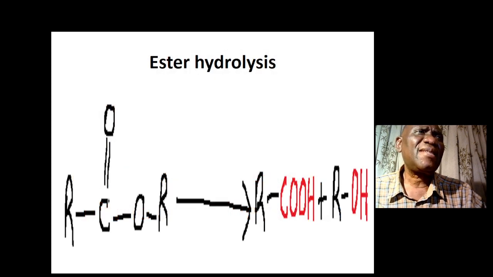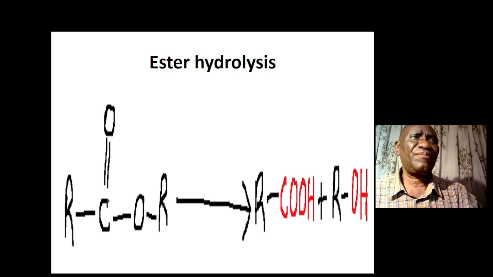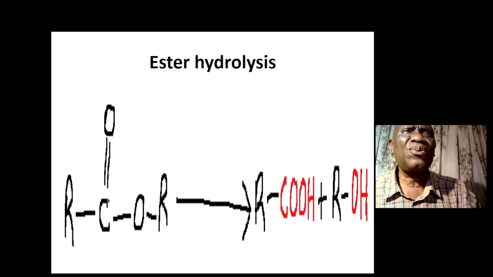Here is a situation where we have an ester. An ester is a carbon followed by 2 oxygen atoms attached to the others, which represent other things. This can be split into an acid and an alcohol. It's called ester hydrolysis.